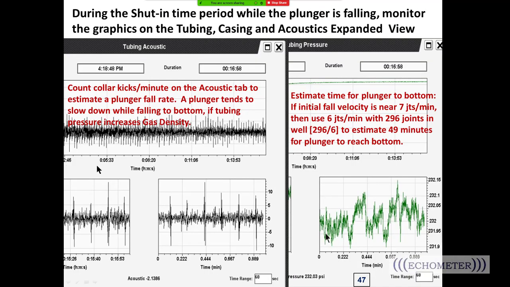Here we're counting collars, and we're looking at the screen. We're seeing that the plunger's fallen 1, 2, 3, 4, 5, 6, about 6 times the average joint length feet per minute, and that's a good estimate to see how fast it's falling. I typically watch this acoustic tab and keep an average idea about how fast the plunger is falling. And here it's talking about how you might estimate that depth and the velocity to see how quick the plunger can get to the bottom. The plunger typically slows down as it gets deeper in the well.